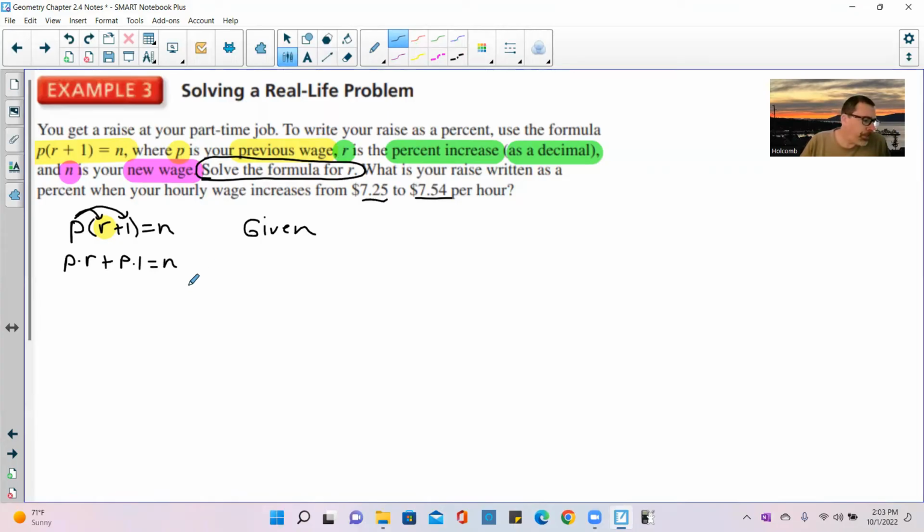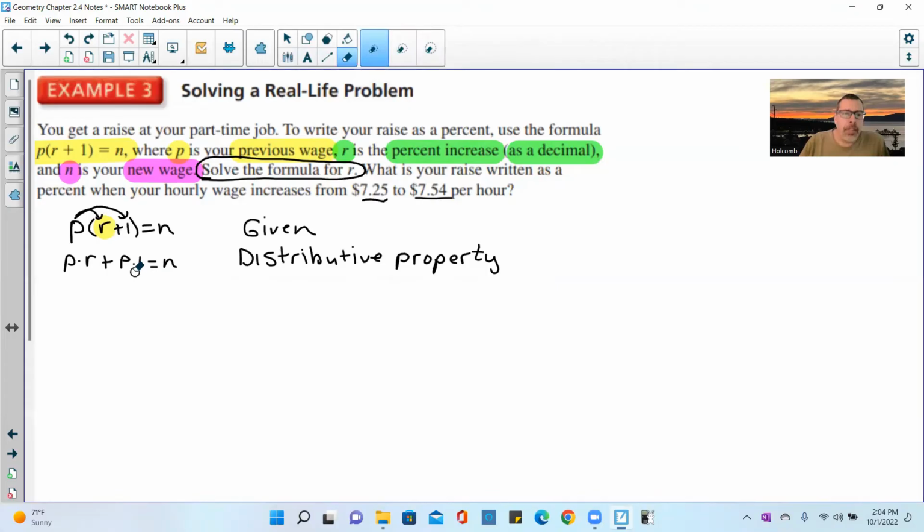Okay. So that is the distributive property. Okay, so what did you do and what's the reason? So this simplifies to PR plus P, because P times 1 is simply P. Let me get rid of that 1. I just wanted to show that at first. So we have PR plus P equals N.